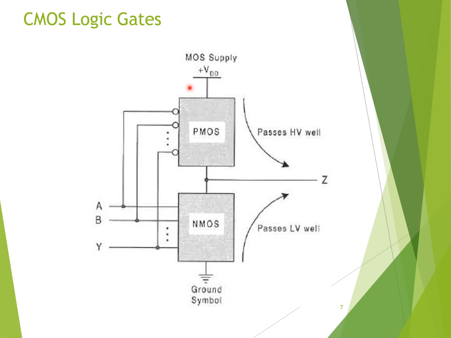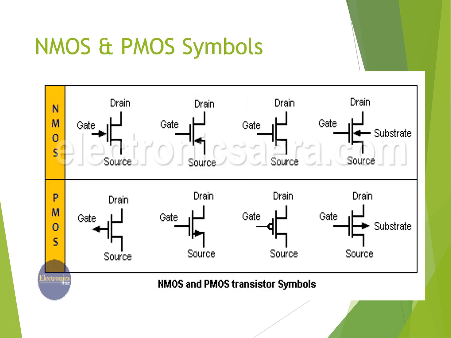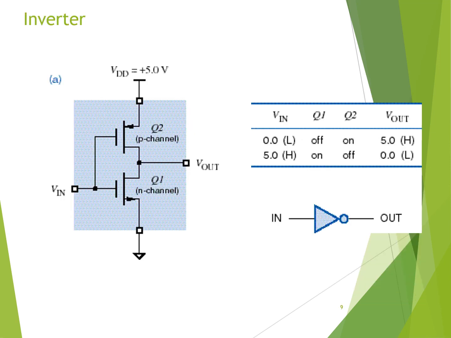I hope you can see these are the different types of symbols used in different textbooks. We are now going to follow only this symbol and this symbol, right? So when I'm trying to combine PMOS and NMOS, that is P channel and N channel, we are going to call that family or that circuit an inverter. So I hope you can understand.